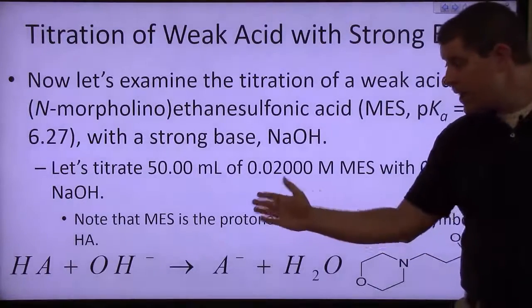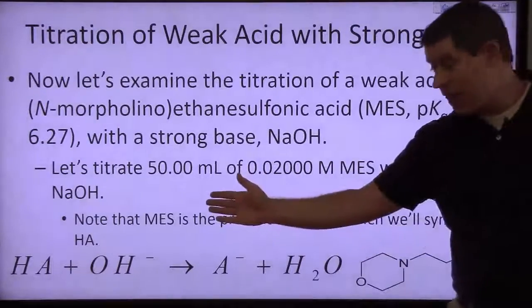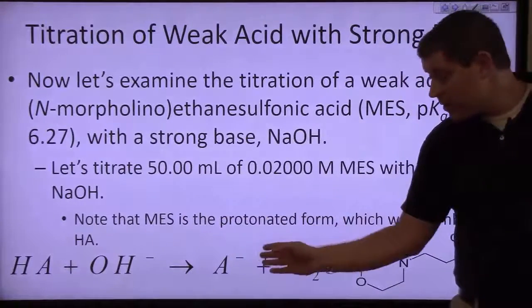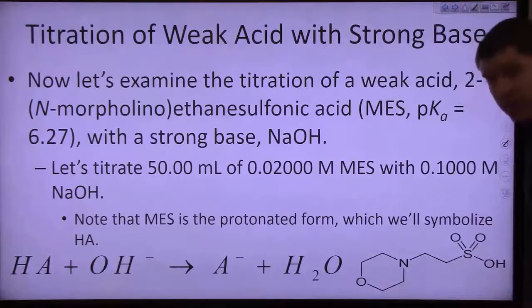Now note that MES is the protonated form, and we're going to symbolize that as HA. So in our stylized reaction, we have HA plus hydroxide yields A minus plus H2O, and then down here, we've got the structure of MES.